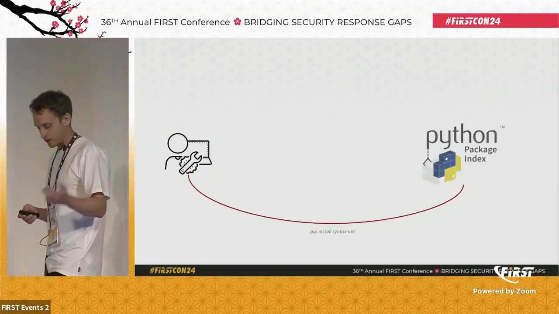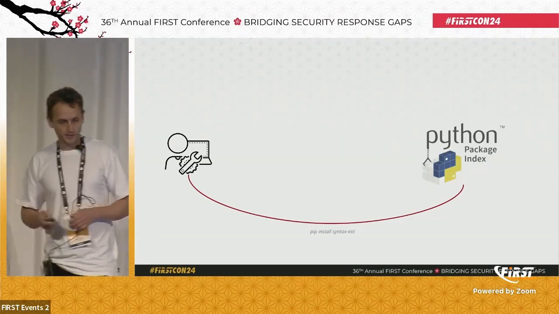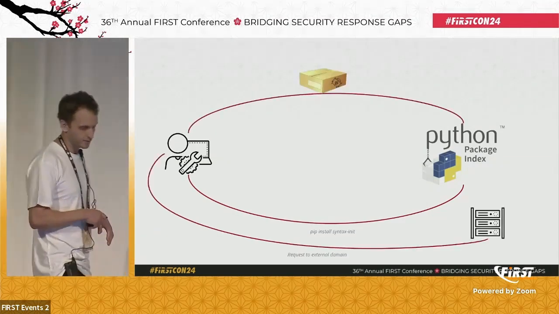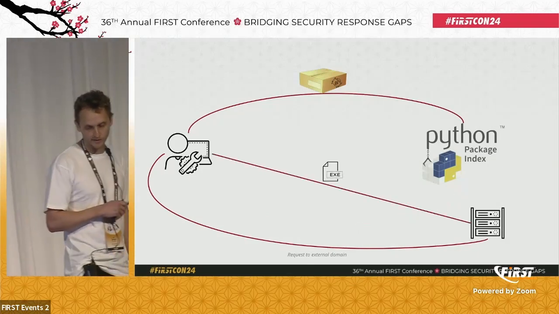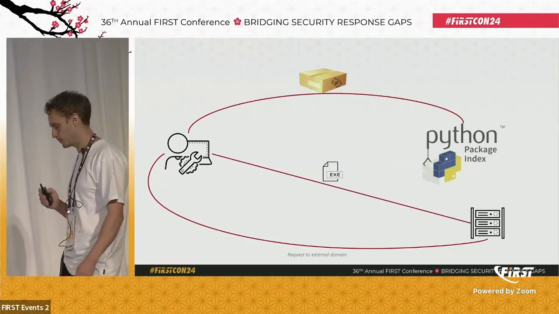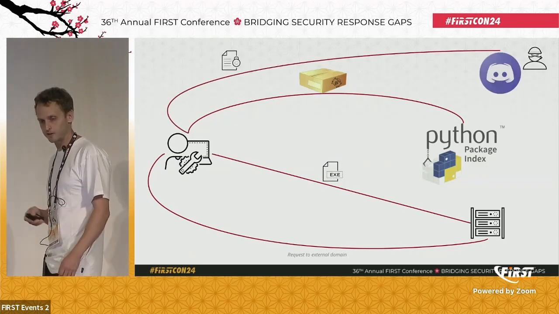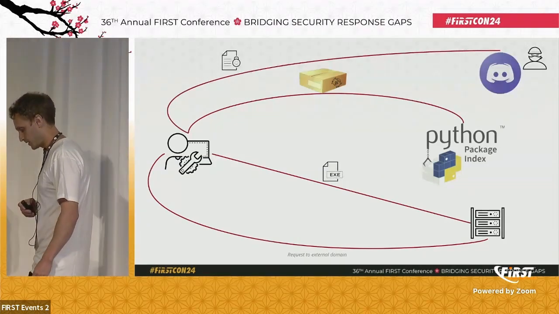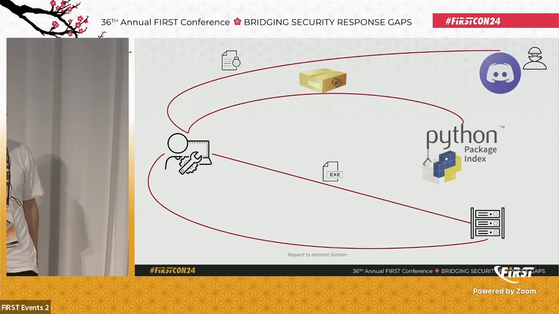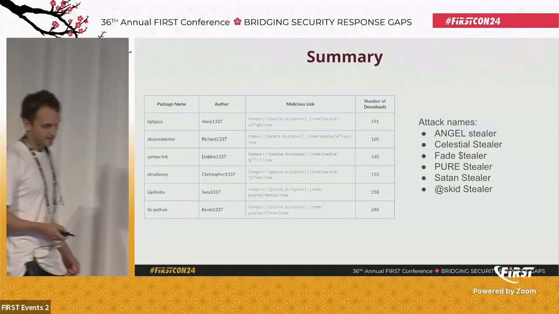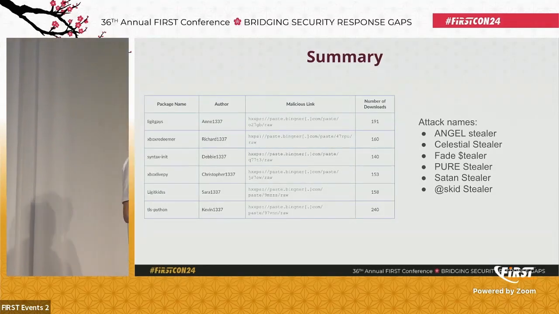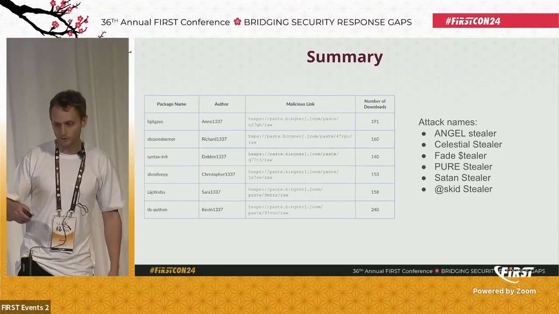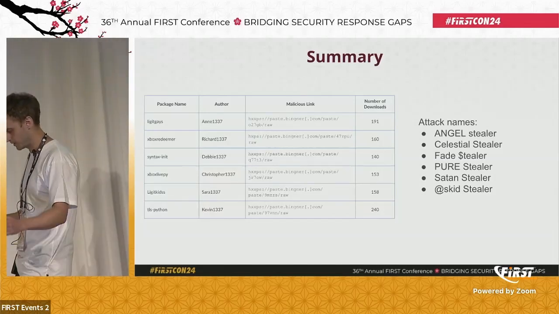So basically, the attack goes like this. Pip install malicious package, the package is delivered, it makes a call to an attacker domain, it sends the exe file to the victim, decrypts information, and delivers it to an endpoint controlled by the attacker, which is a Discord channel. So basically, 6 packages were created with over 150 downloads, and different names were associated to the attack.